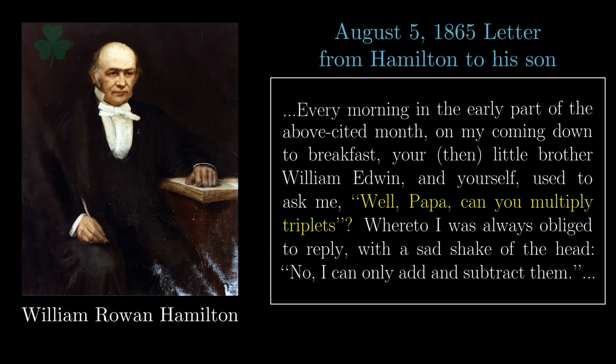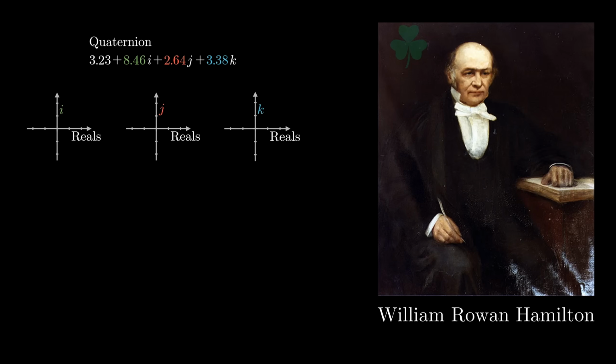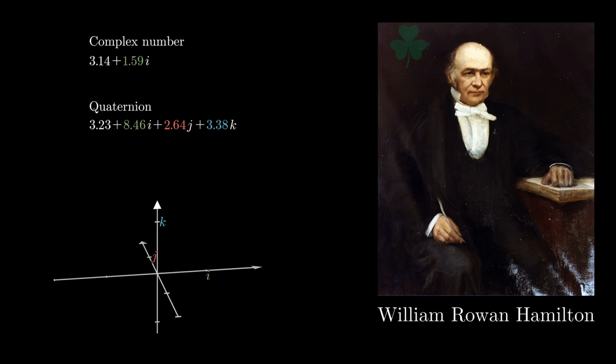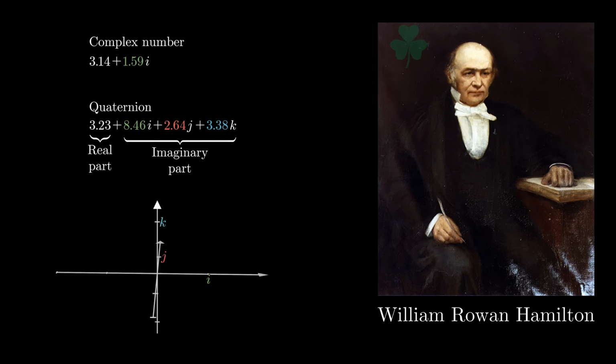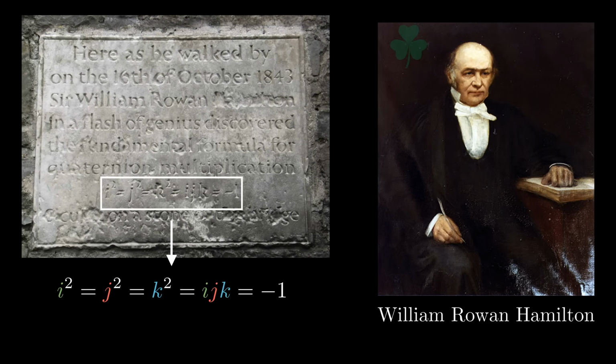But on October 16, 1843, while crossing the Broom Bridge in Dublin, he realized, with a supposed flash of insight, that what he needed was not to add a single dimension to the complex numbers, but to add 2 more imaginary dimensions. 3 imaginary dimensions describing space, and the real numbers, sitting perpendicular to that in some kind of 4th dimension. He carved the crucial equation describing these 3 imaginary units into the bridge, which today bears a plaque in his honor showing that equation.